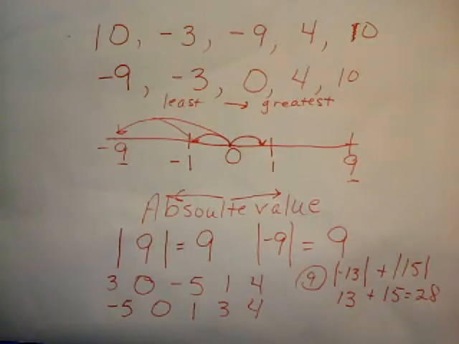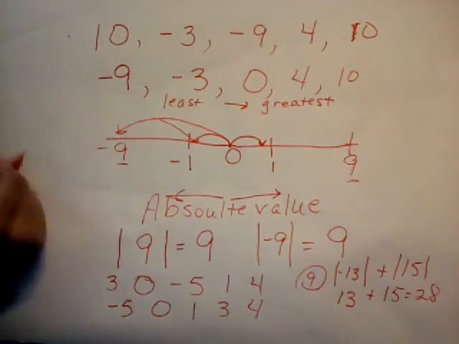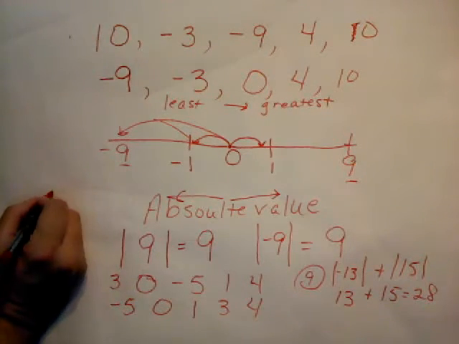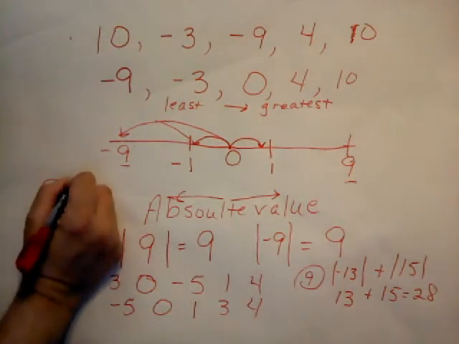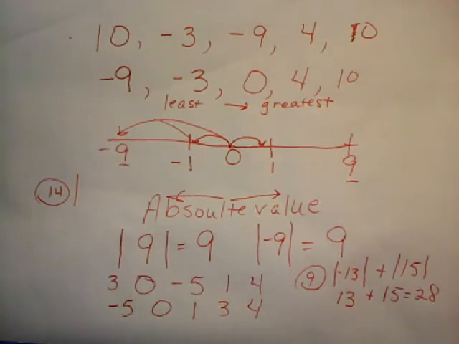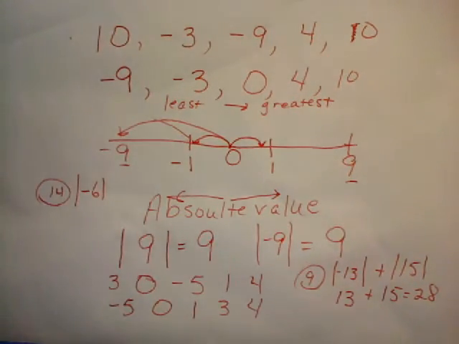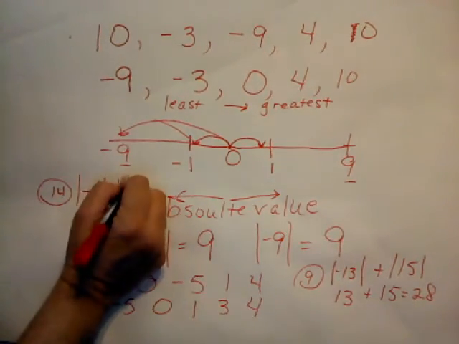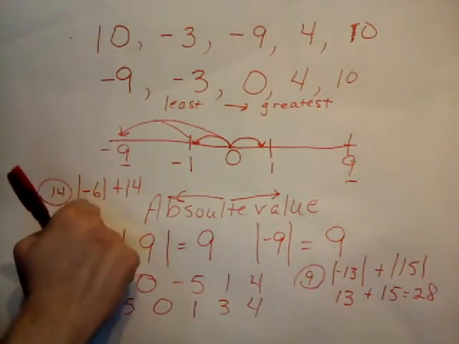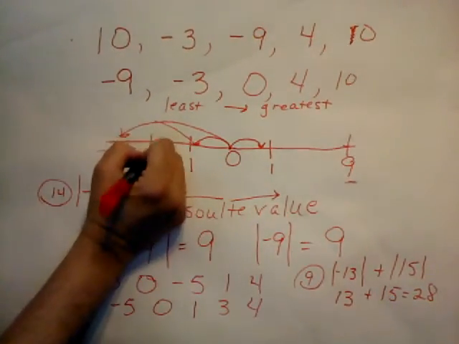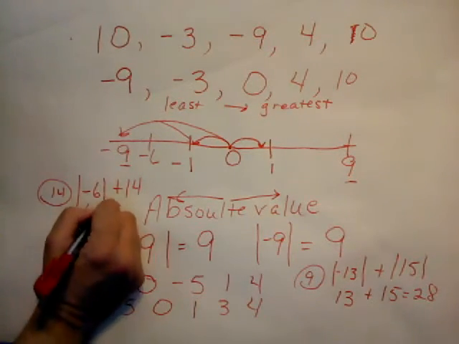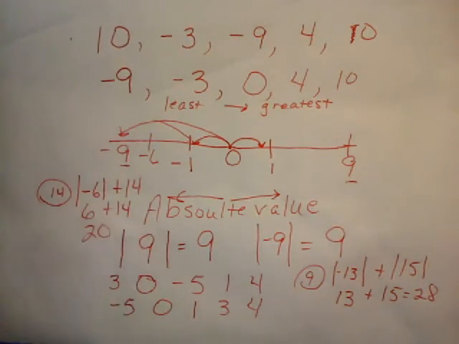Now let's look at number 14 through 19. Now 14 through 19, you have to put in the number for A, B, or C. So let's look at number 14. It says the absolute value of A. Now, instead of writing A, I'm going to write a -6 because that's what it tells me that A is, plus 14. What is the absolute value of a -6? Well, how far is it from 0 to a -6? It's 6 spaces. Plus 14, and that would give me 20.